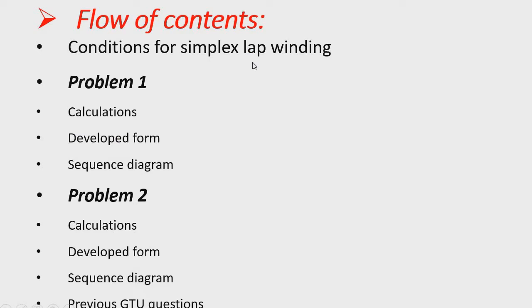So now, flow of contents. First of all, conditions for the simplex lap winding. Then problem number 1, then calculation of it, developed form of this problem and sequence diagram of the above problem number 1. Then problem number 2, same calculation, developed form and sequence diagram, and previously asked GTU questions. So it is a very important topic regarding our GTU examination.